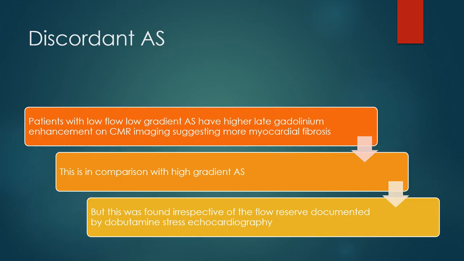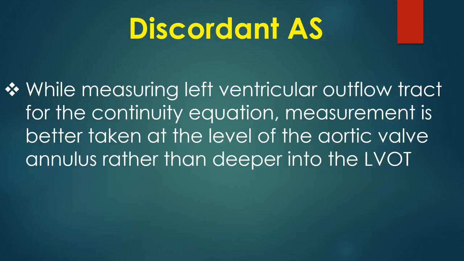This is in comparison with high gradient aortic stenosis. But this was found irrespective of the flow reserve documented by dobutamine stress echocardiography. While measuring left ventricular outflow tract for the continuity equation, measurement is better taken at the level of the aortic valve annulus rather than deeper into the LVOT.